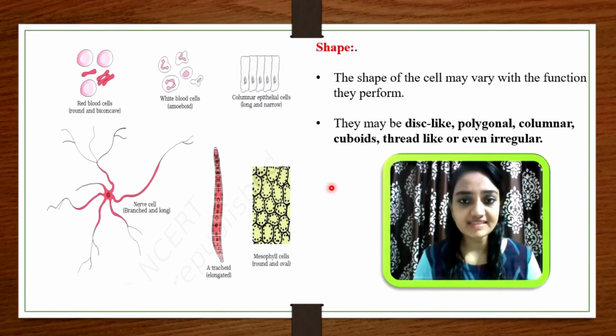After discussing sizes of cells, let me discuss the shape of cells. The shape of the cell may vary with the function they perform. Means the shape of the cell depends on the function it will perform. They may be disc-like. Here you can see RBCs, red blood cells, are disc-like in shape. Then polygonal cells. Then columnar cells, here you can see columnar epithelial cells. Then cuboidal cells, not indicated here, but some cells are cuboidal. Thread-like cells, here you can see thread-like cells. Then irregular, this is a nerve cell, an irregular cell. So many types of shape are present in our body.